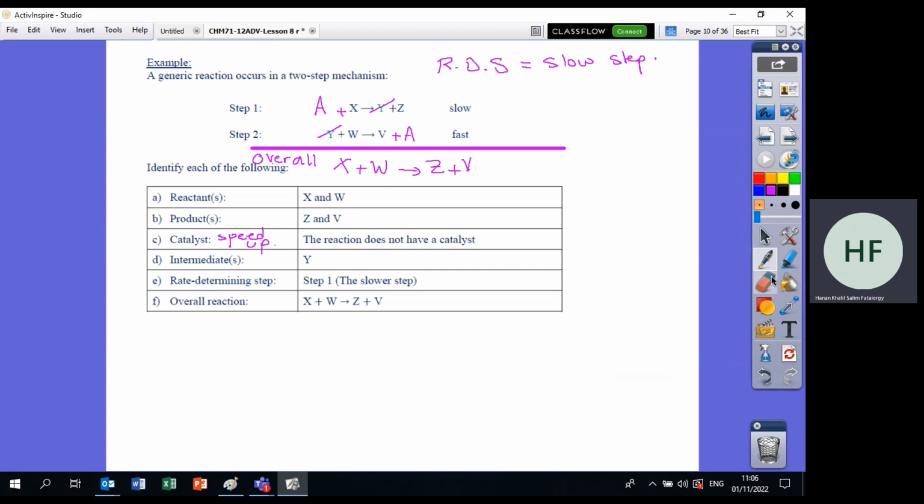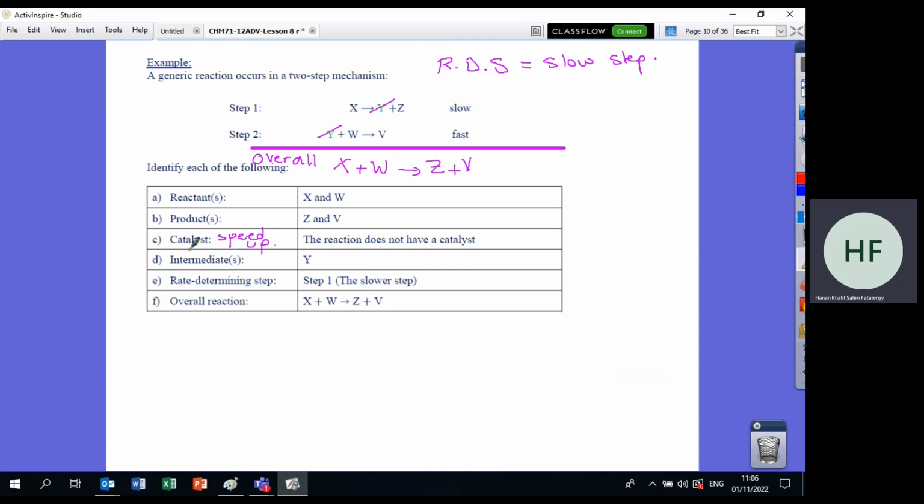Okay, now let's see what the questions are. The first question is, what are the reactants? Of course, the reactants are X and W. The products are Z and V. Catalyst: there is no catalyst, because there is no item or product or reactant that is found here and cancelled. Now the intermediate is the one that is cancelled in the middle, Y. The rate determining step is step 1, and the overall reaction is this.